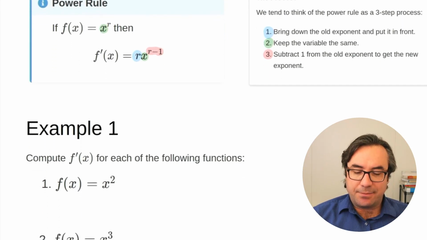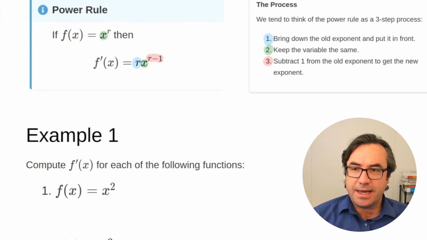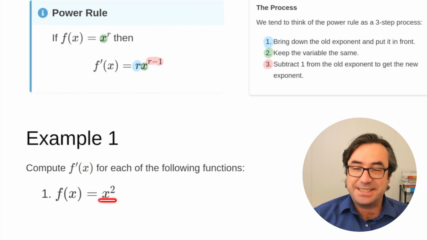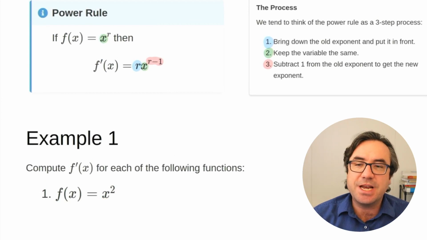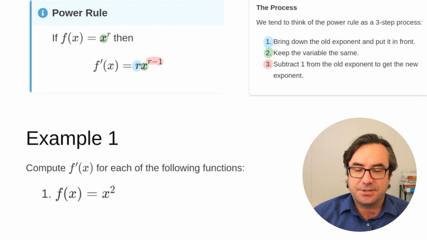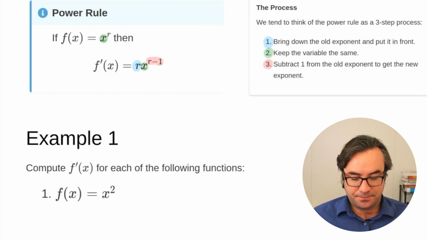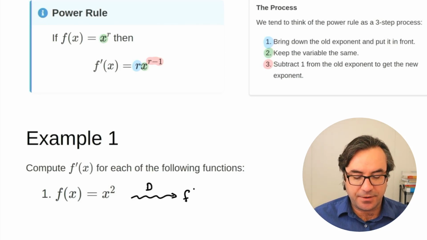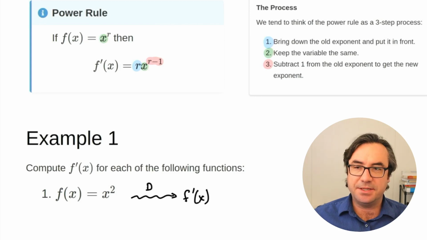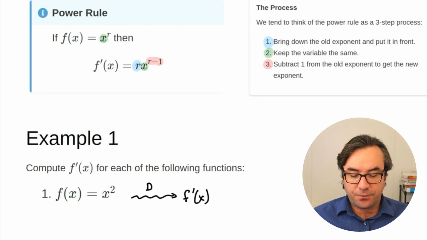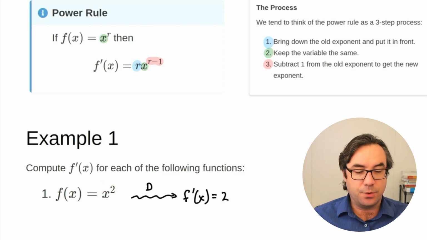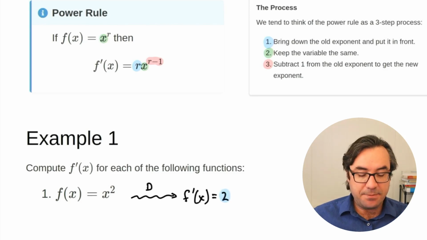So let's try an example. Let's keep this rule in mind, and let's look at part 1 of example 1. We're going to differentiate the function x squared. All right, so let's try it out. We're going to calculate and see what f prime is. So what are we going to do? First step, we take that old exponent, bring it down and put it in front. So we bring down the 2. Put it in front. Then we keep x the same.